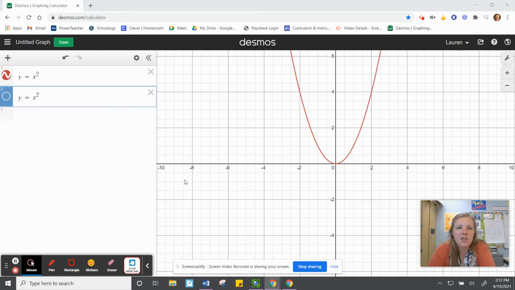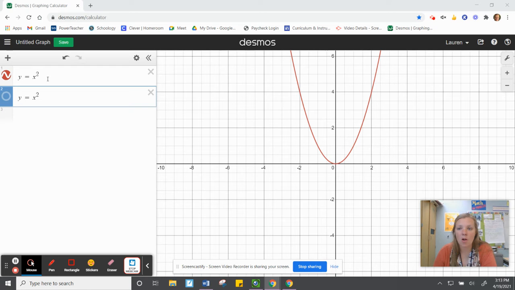Hello. Yesterday I was hoping that you got to play around with Desmos a little bit and investigate what happens when you change the function. What we're talking about right now is the beginning of our graphing quadratics. This is called a parabola. The red graph is the parabola, and the function is y equals x squared.